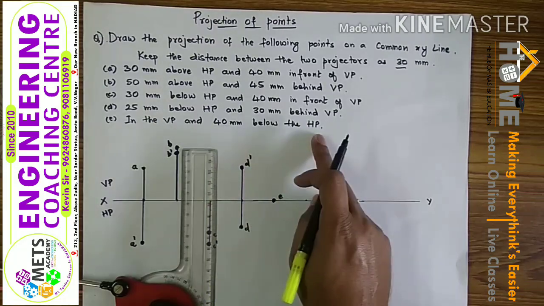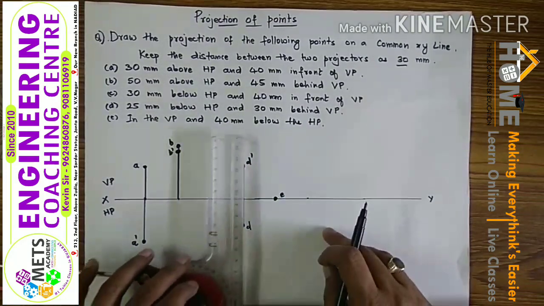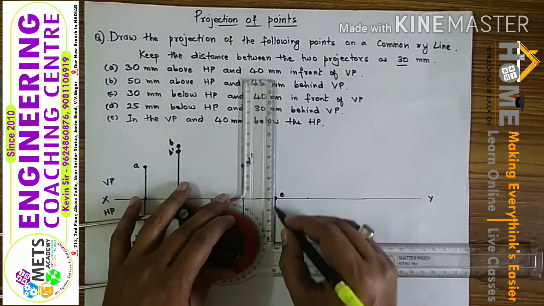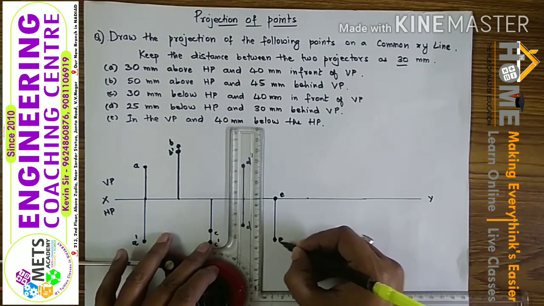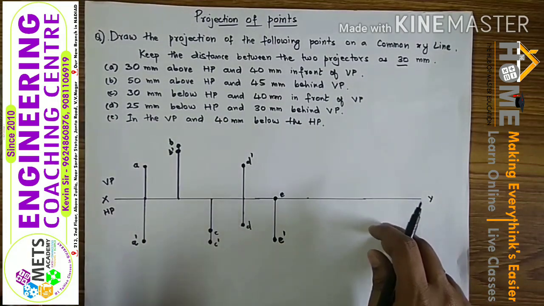And 40 mm below the HP. 40 mm below HP means below HP, downwards only. How much do I have to take? 40 mm from here, same. And here also one point will come. That point is called E dash. Okay, our question is finished, our solution is finished.